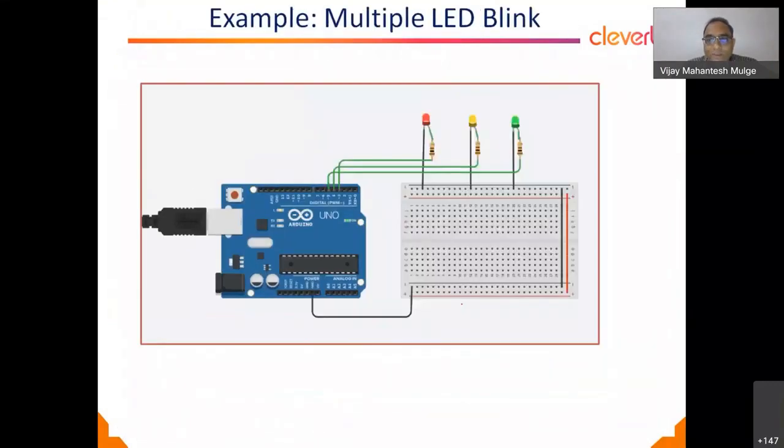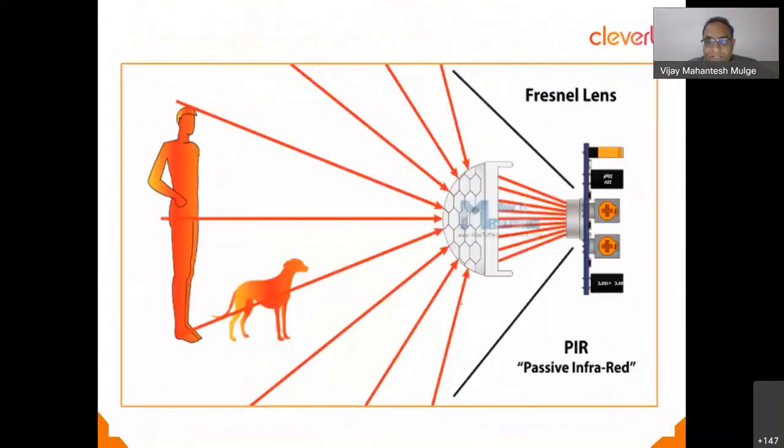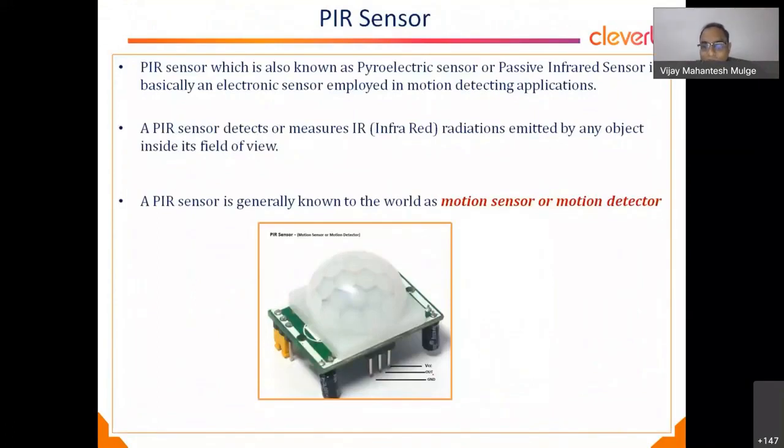Let me go through this. I have created this PIR sensor diagram here. You have 3 pins connected here. One is ground, the other is VCC, and the center pin is an output, which is either 0 or 1. Since it gives the reading in binary, it is a digital sensor. It is famously called a motion sensor or motion detector sensor.